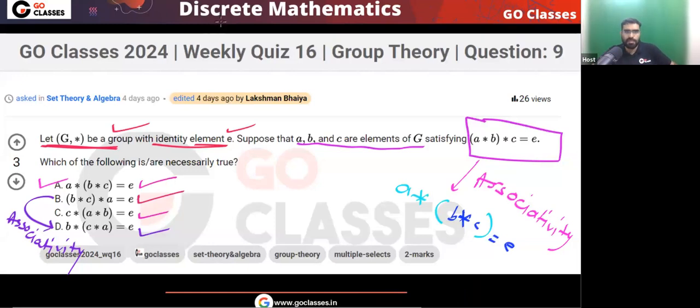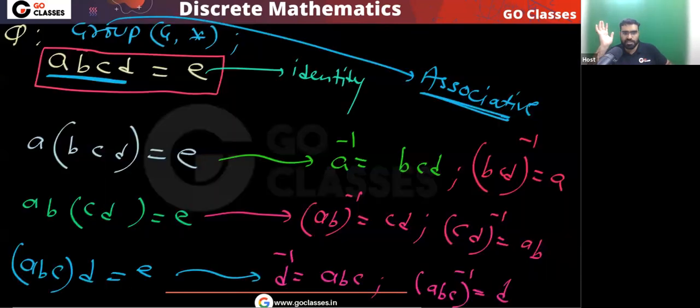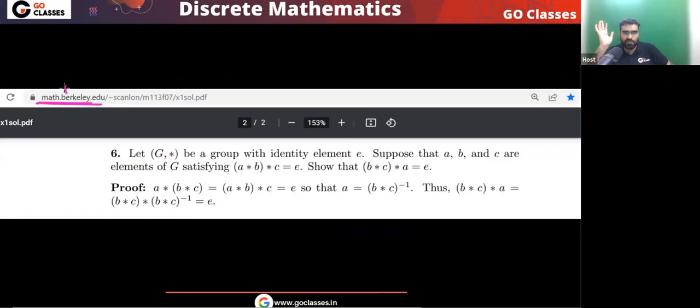Tell me, did you find this question interesting? With only one equation, you can do a lot of things. Only one equation is given to you, but using that equation, you can find A inverse, B inverse, C inverse, and you can create these types of equations. This is the beauty of standard questions. I told you this question is taken from Berkeley University.